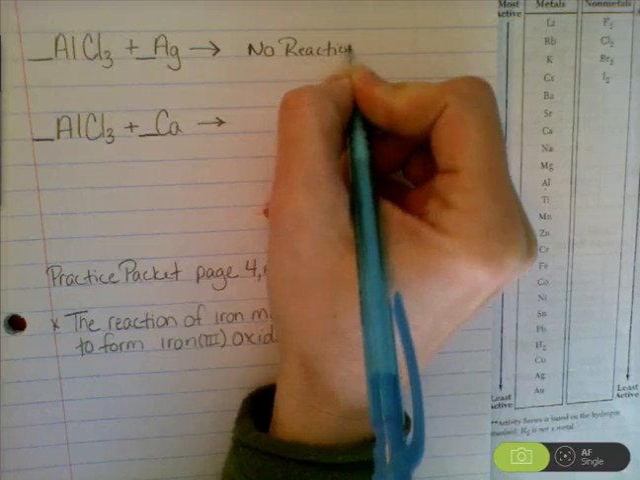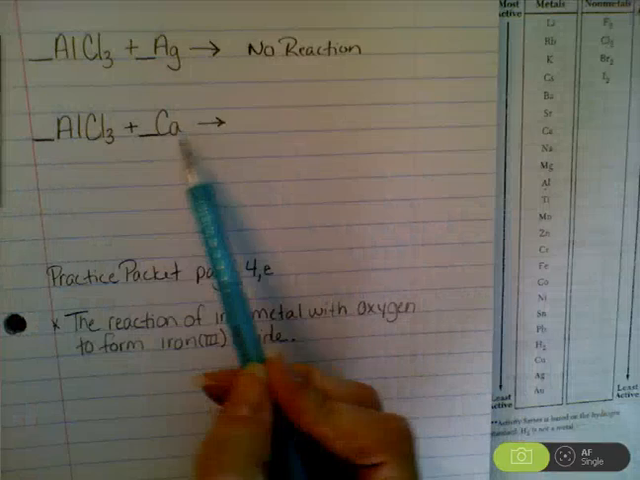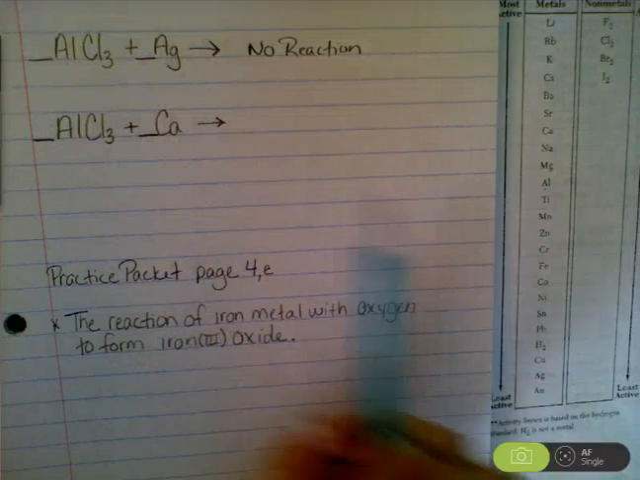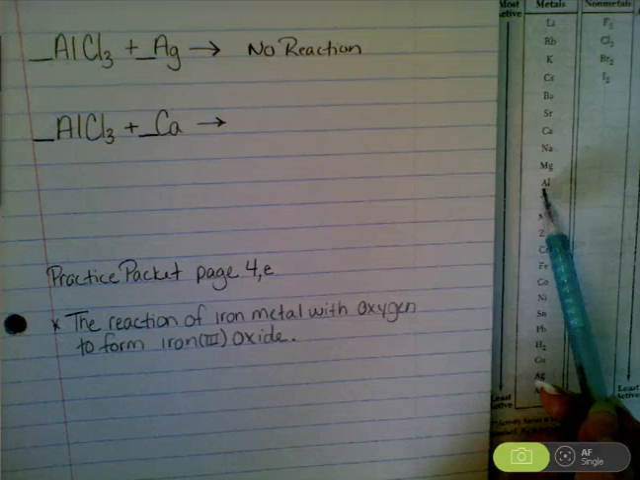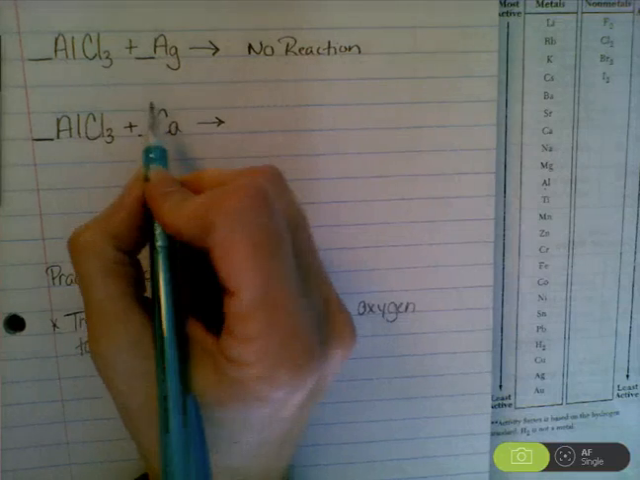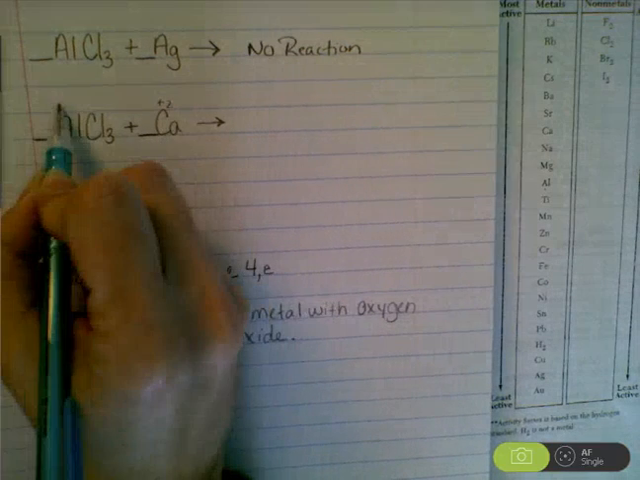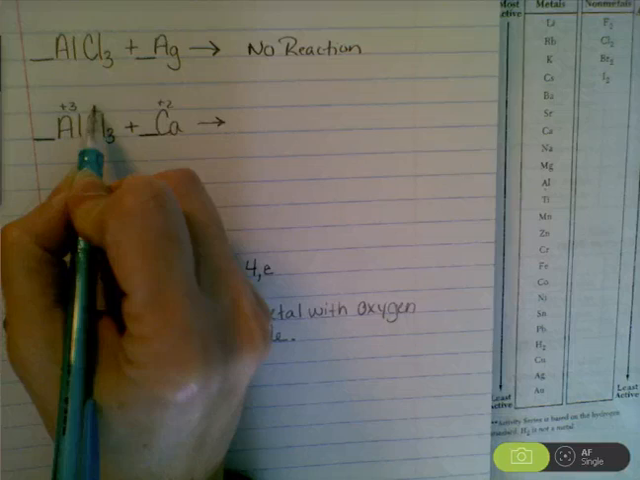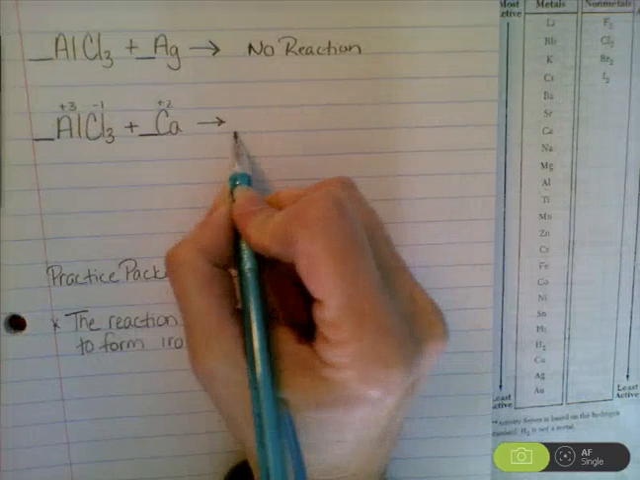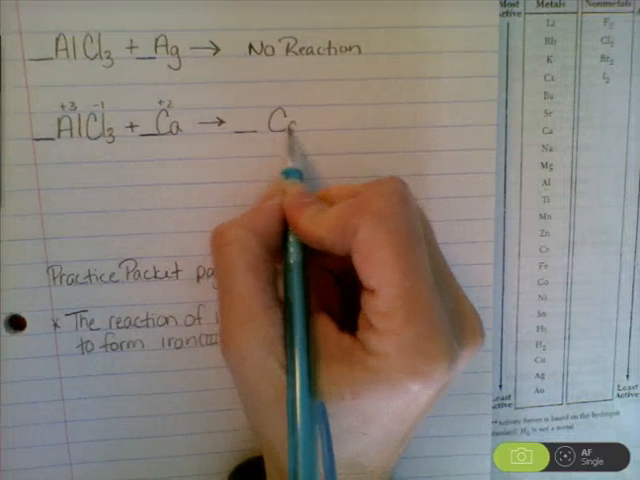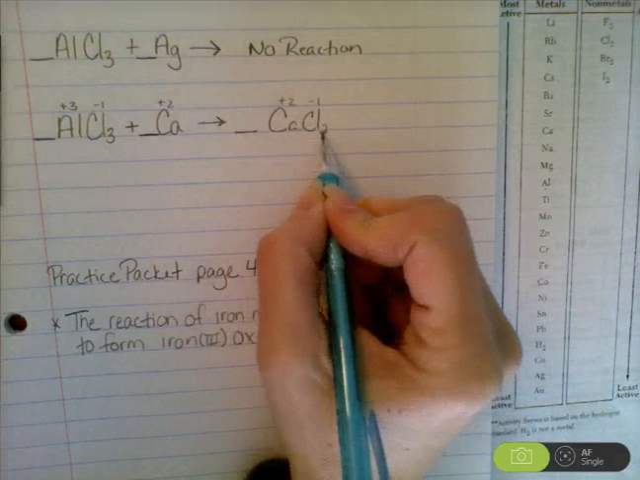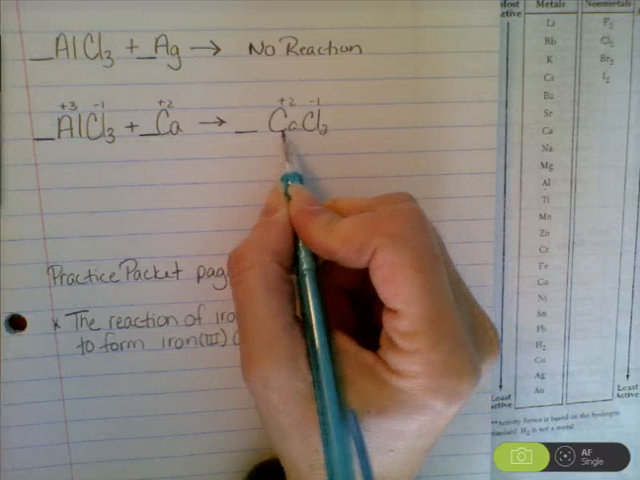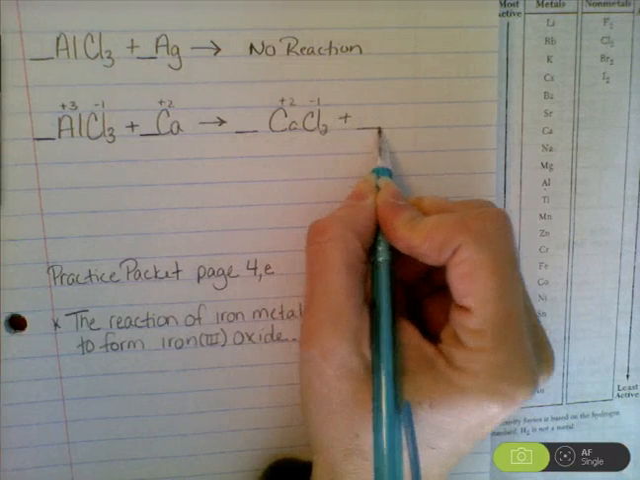Now we'll try again the same thing, but instead of silver, we're going to use calcium. So I look over to my activity series, and calcium is more active than aluminum, therefore this reaction will take place. The positive calcium, which is a +2, will switch places with the aluminum, which is a +3. And what happens is we now end up with calcium chloride, and I'm just balancing, so I need 2 chlorines to balance out the charge of 1 calcium, plus aluminum.